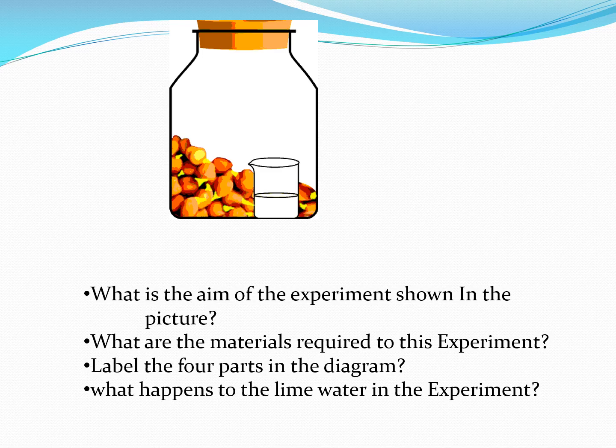Next question, label the 4 parts in the diagram. Again the same: sprouts, glass jar, cork, beaker with lime water. Next question, what happens to the lime water in the experiment? Lime water turns milky white, so we can conclude that carbon dioxide is released during respiration.